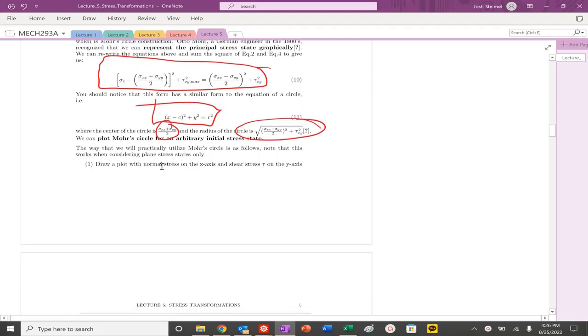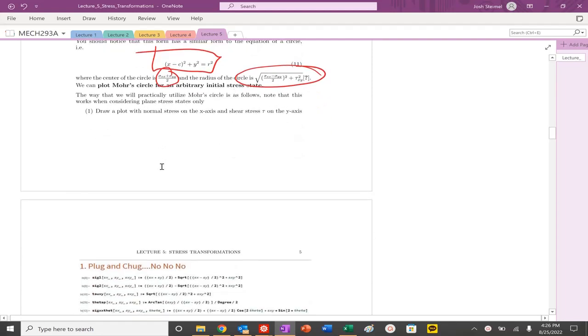and you can plot the Mohr circle for any arbitrary initial stress state as long as you're in plane stress conditions. So remember, stresses have to be contained within a single plane: 1-2, 2-3, 1-3, any of those planes. We're not working in 3 dimensions or the 4th dimension, but anyways.